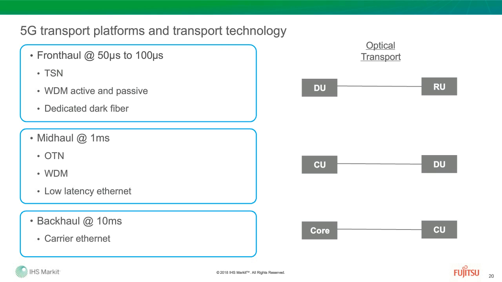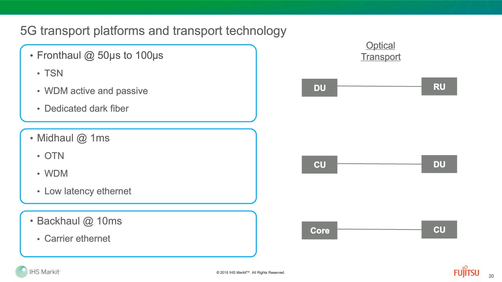WDM active or passive elements, similar to what was used in the 4G architecture using 25 gigabit per second optics, are another low latency option. Like TSN, WDM can also blend 4G and 5G traffic on the same fiber path. Advanced platforms include automatic protection switching and OAM for remote visibility.